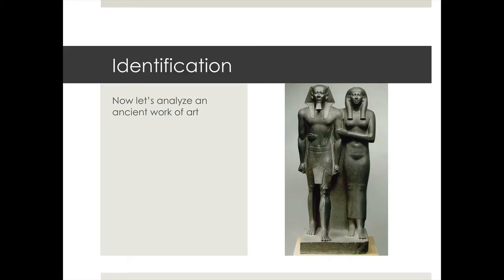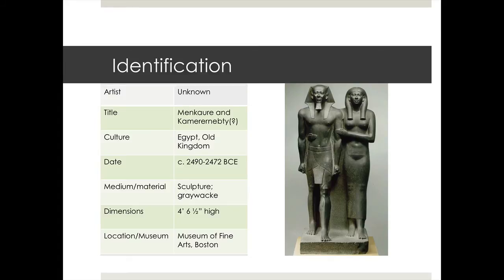So now let's try to analyze an ancient work of art. This is a statue we're going to be studying in class. Like most ancient art, we don't know the name of the artist. The title is Menkare, and I can't pronounce her name, so my students have nicknamed her Kim. It belongs to Egypt, the Old Kingdom. The date you can see there.